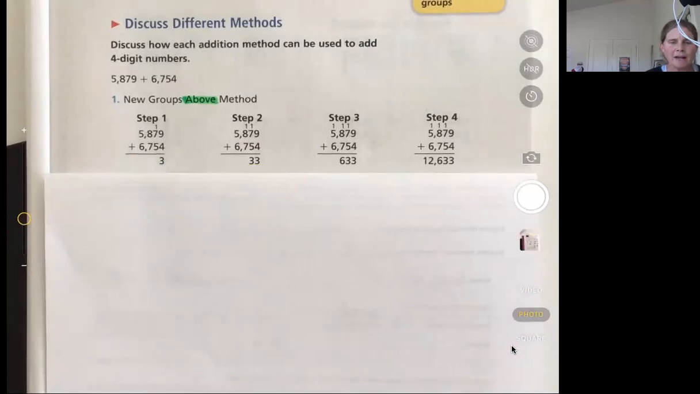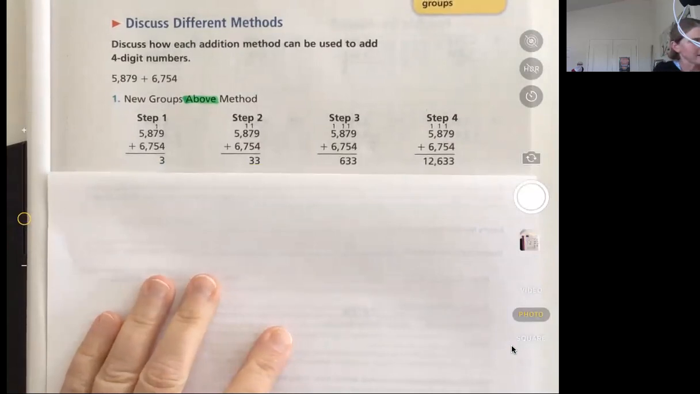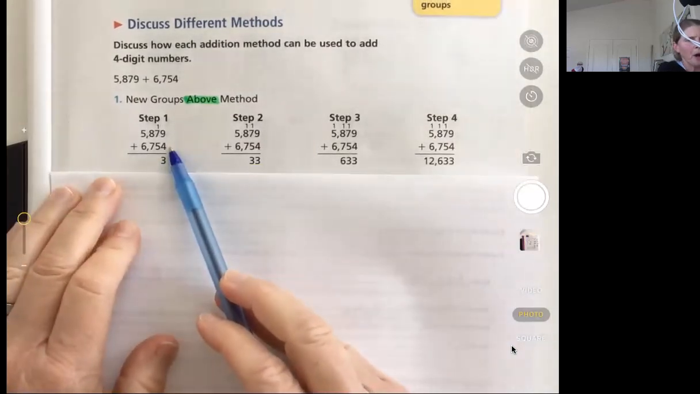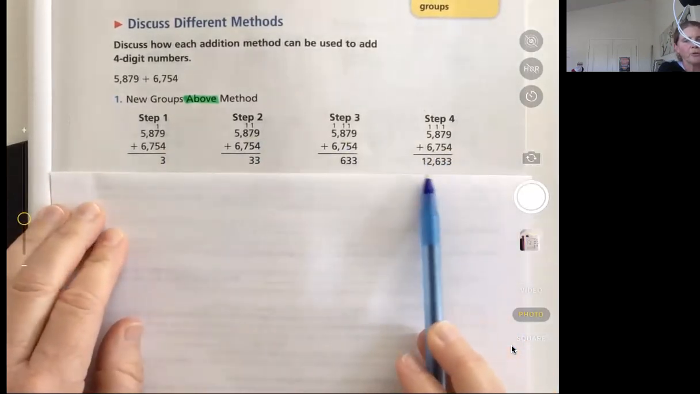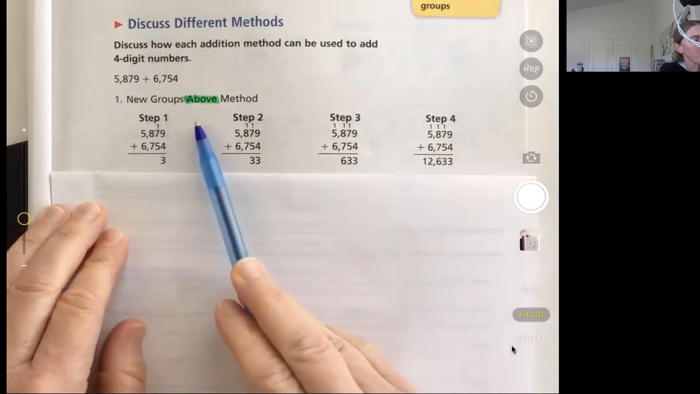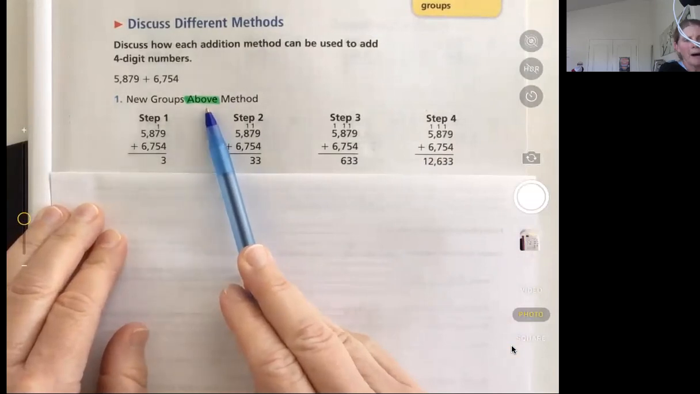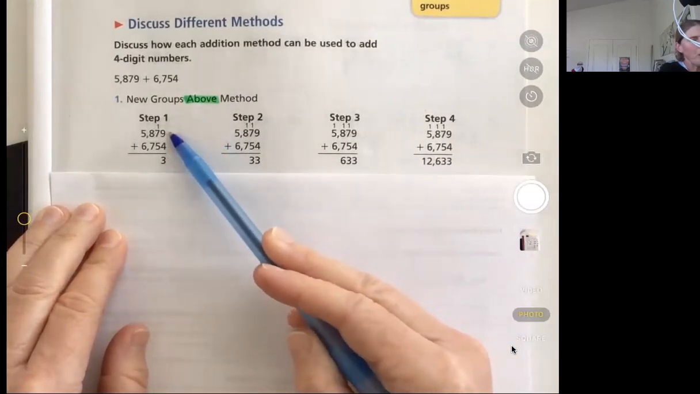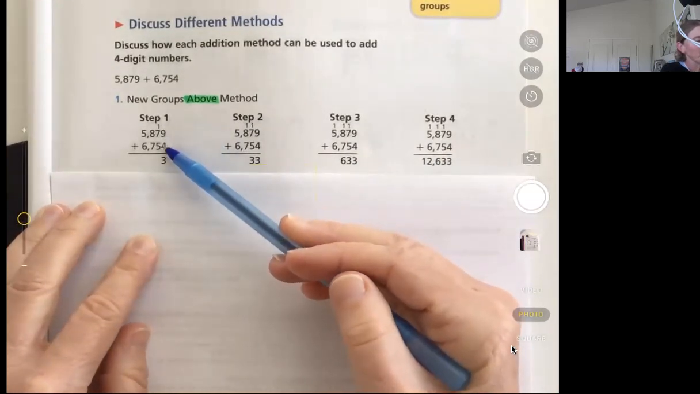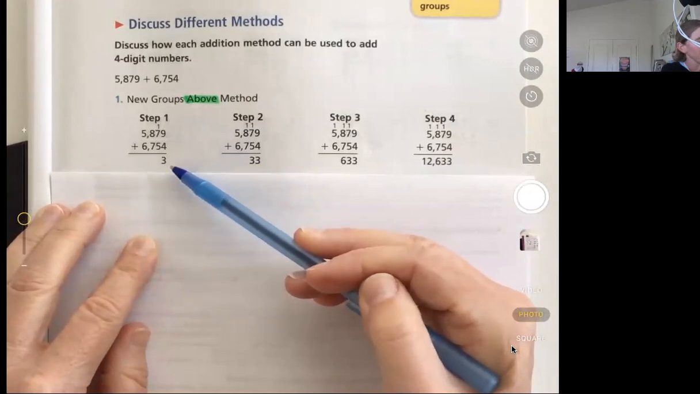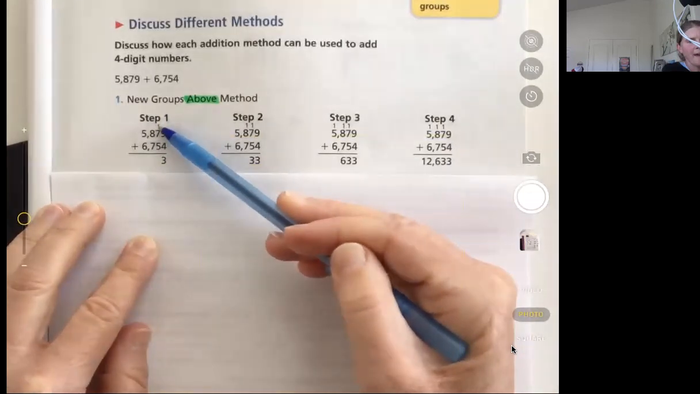Now these are already done for us, so we're just going to talk it through and then we'll do some for practice. In this first problem, it does it step by step. The fourth step, of course, is the full solution. The thing that I want you guys to pay attention to is that they're showing the groups above. So we always start in the ones place. We start with the top number, showing that 9 plus 4 is 13. The 3 goes down, and the new group goes above the 7.